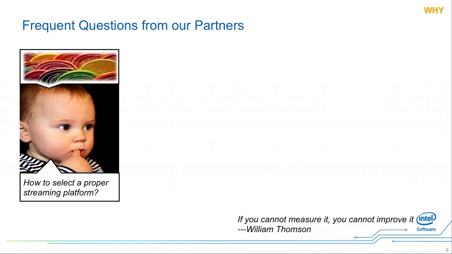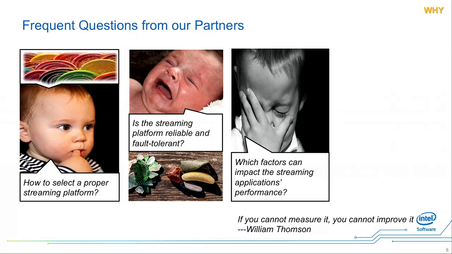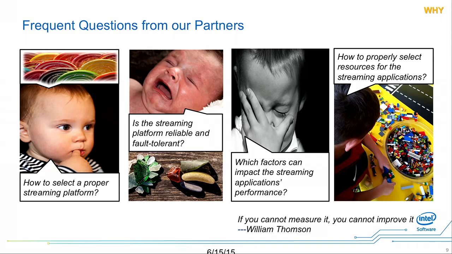The first thing is how to select a proper streaming platform. What kind of streaming platform is suitable for us, especially for our certain kind of streaming application? The second one is, is the streaming system reliable? How does it perform when a failure happens? The third one is, what key tuning knobs or key factors will impact the final streaming application's performance? The last one is, how to properly allocate or select the right resources for my streaming application or streaming system? In other words, what are the basic resource usages for a certain streaming system or application?